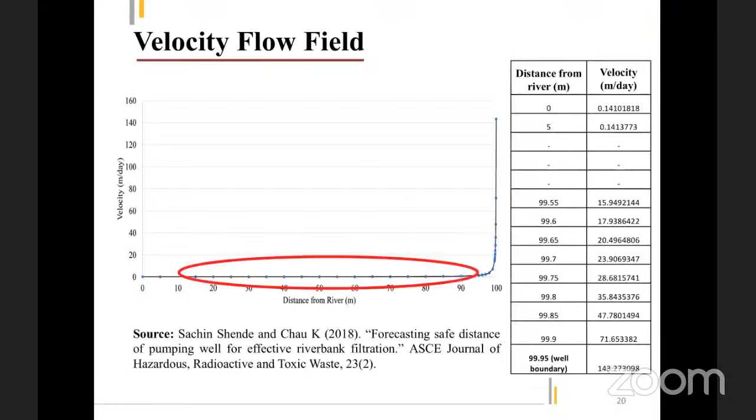The water entrance over here, what I'm trying to show you is the water entrance velocity from the river to the pumping well, and it's found to be very large at the well boundary. Whereas the velocity was found to be very near to zero at the cone of depression, I mean to say at the edge of the cone of depression. During this particular transition zone, the water flow velocity follows a trend similar to a slow sand filtration process.